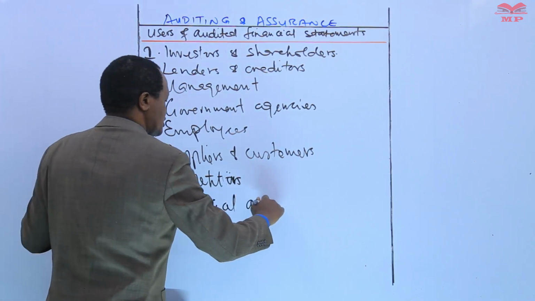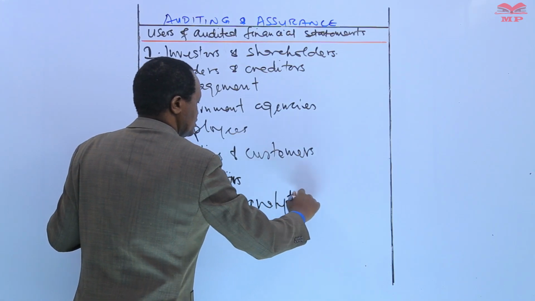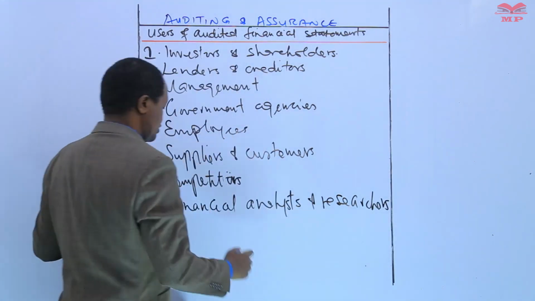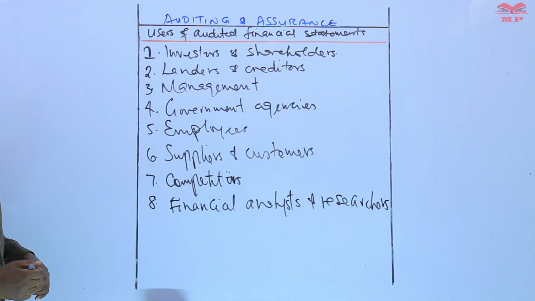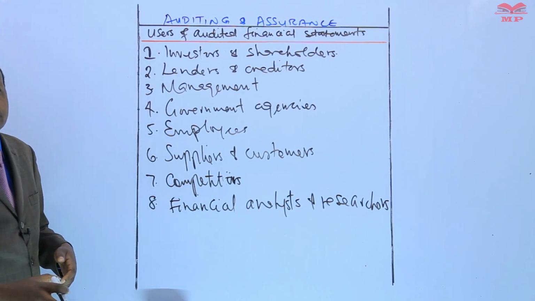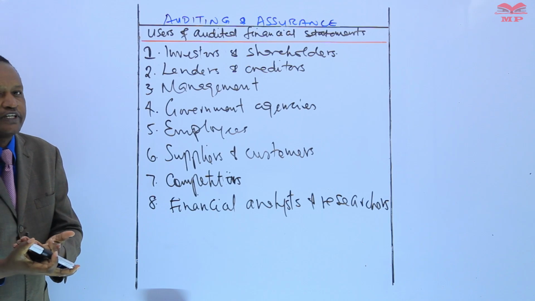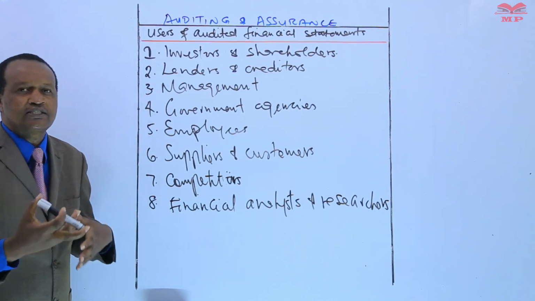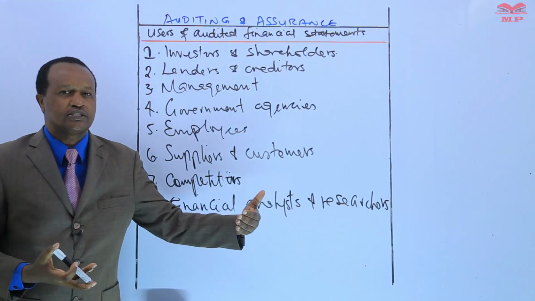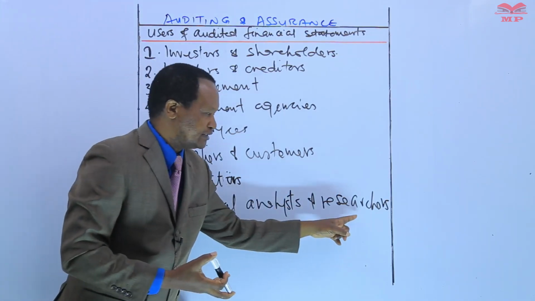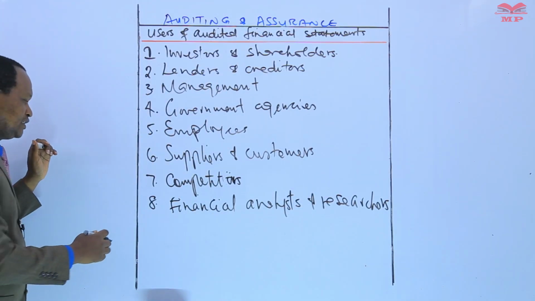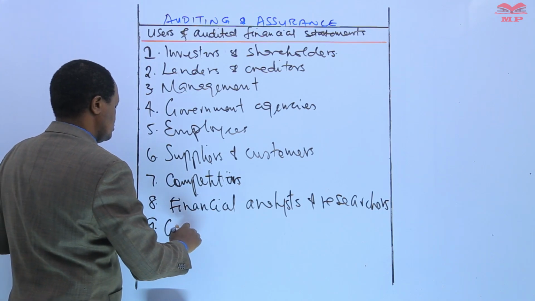Number 8, financial analysts and researchers. Financial analysts and researchers is yet another set of users of audited financial statements of companies, and they use audited financial statements to analyze industry trends, to evaluate investment opportunities, and to conduct academic research.